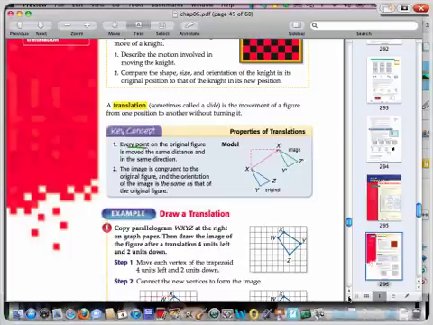So here's the key. We've got to have every point of the original figure moved exactly the same distance and in the same direction. When we're done, our image is congruent to the original. The orientation is the same, and everything else, everything's the same. All the angles are the same, all of those things, it's the same as the original figure.